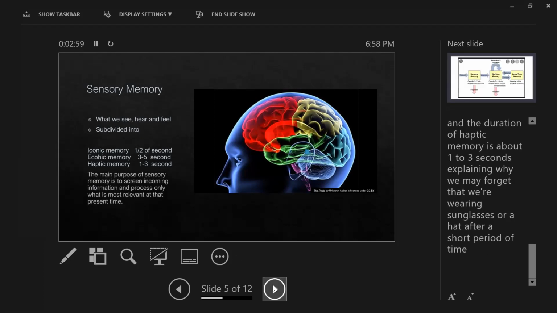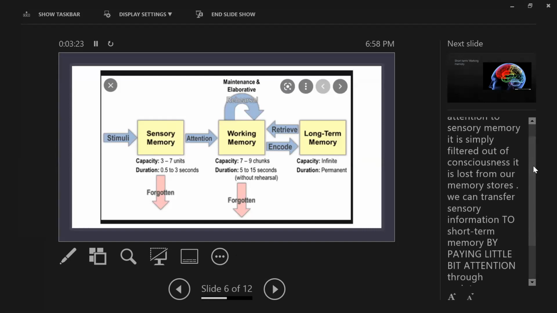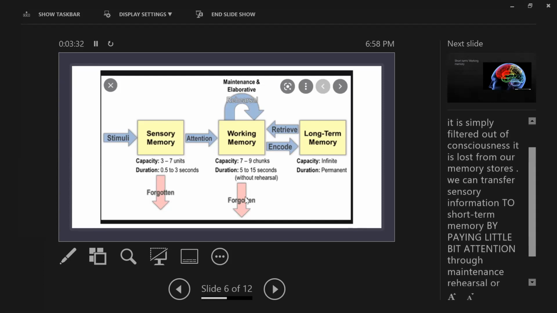The main purpose of sensory memory is to screen incoming information and process only what is relevant at the present time. In the Atkinson processing theory model, if we don't pay any attention to our sensory memory, it is filtered out unconsciously from our memory stores. We can transfer our sensory memory to our working memory, also called short-term memory, by paying a little bit more attention.